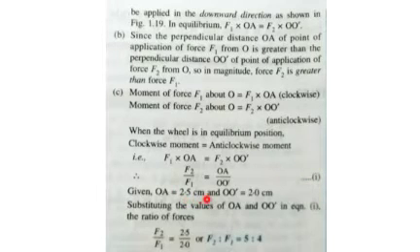Now given OA is equal to 2.5 and OO' is equal to 2.0. Substituting the values of OA and OO' in equation 1, the ratio of forces will be F2 upon F1. First we take F2 and then F1. F2 is anti-clockwise, F1 is clockwise. So F2 is 2.5, F1 is 2.0. The ratio F2 to F1 is 5 to 4. So 5 ratio 4 will be the answer.